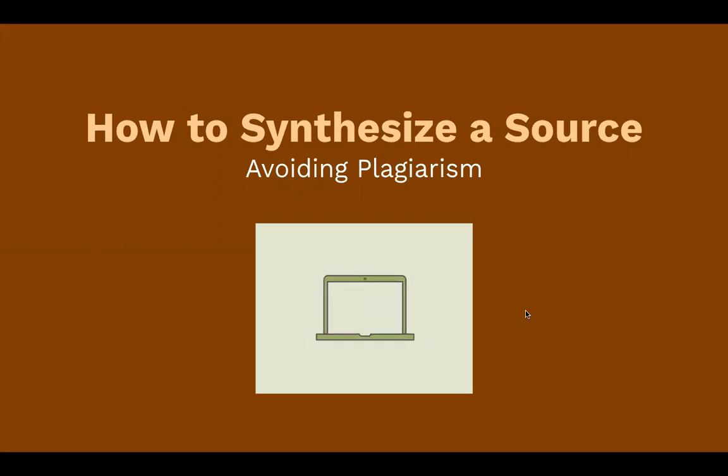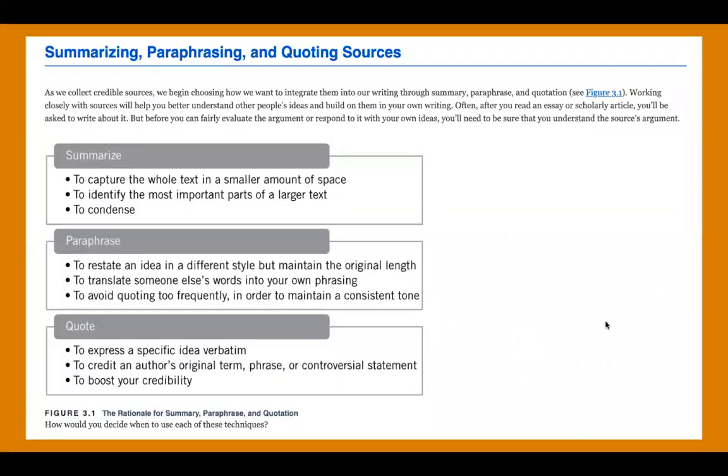So we are close to the end here. How to synthesize a source or avoiding plagiarism. Because I'm trying to be mindful of time, I'm not going to go into these things exhaustively. However, I will be looking for summarizing, paraphrasing, and quoting in your literature review.